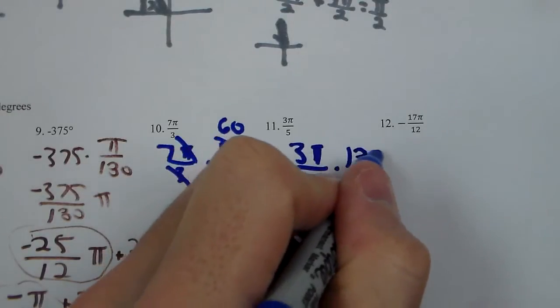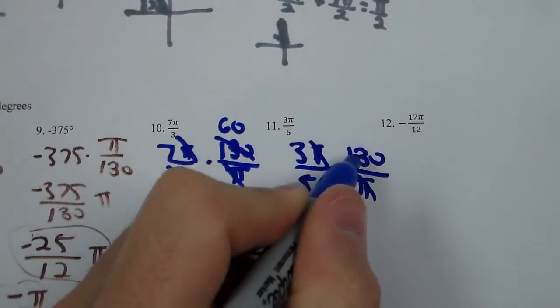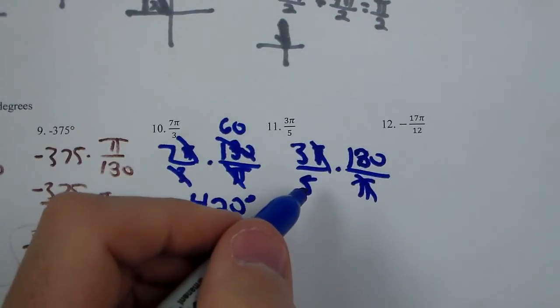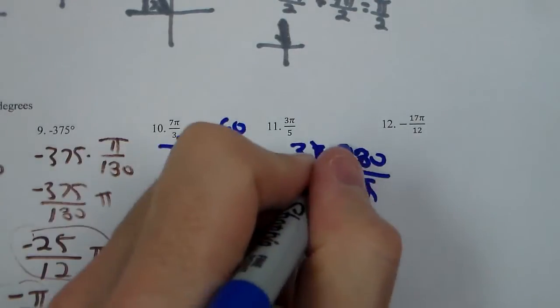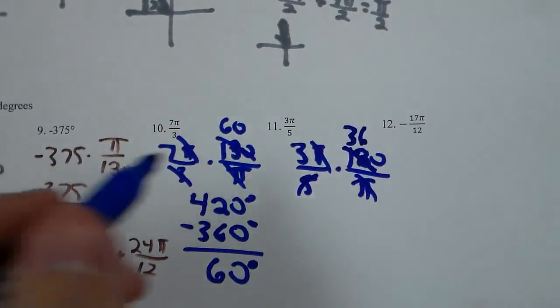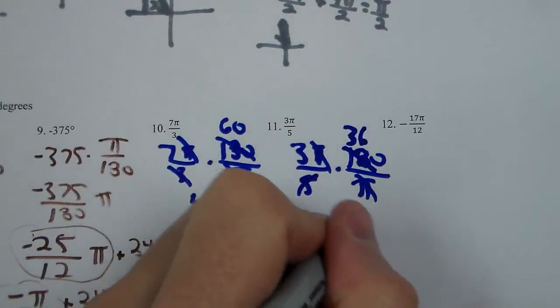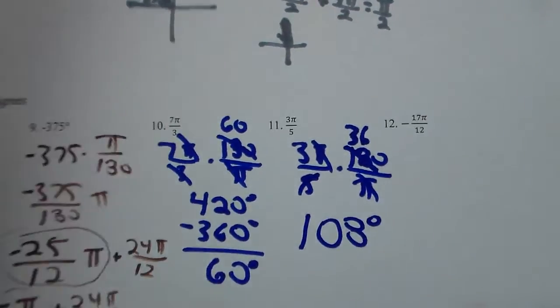3 pi over 5. We multiply by 180 over pi. We could take the 180 and the 5. This leaves me with a 36 on top, so it's now 3 times 36, which is 108 degrees.